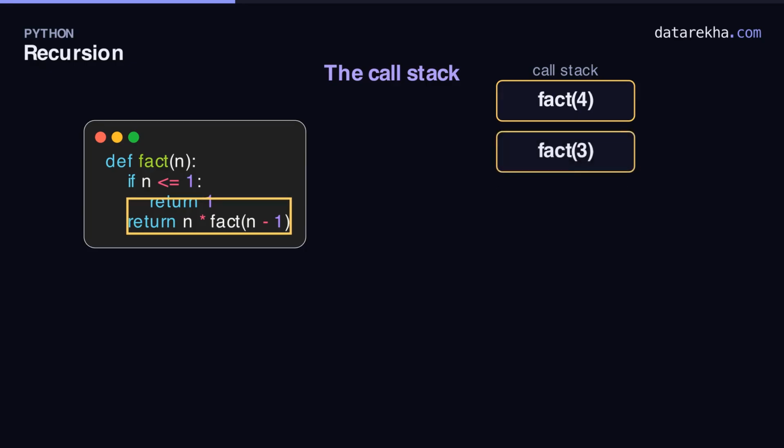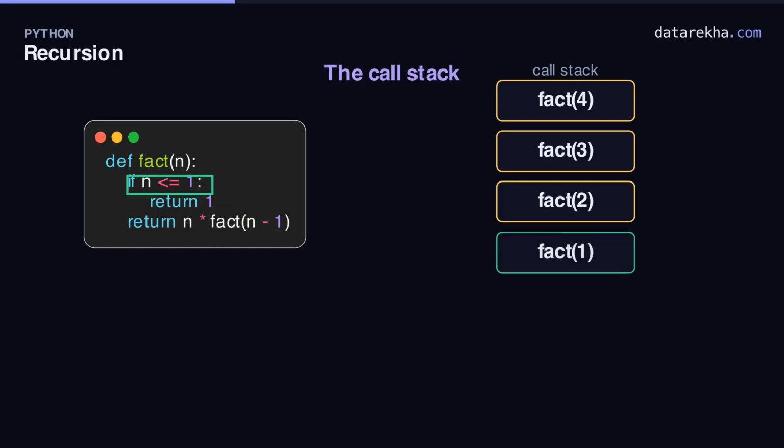That triggers factorial of 3, stacked on top. 3 needs factorial of 2. Park it too. Factorial of 2 lands next. 2 needs factorial of 1. Down we go again. Notice the tower growing downward, each frame frozen mid-calculation, waiting on the one below.